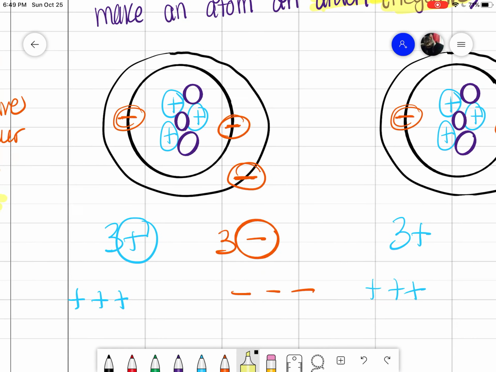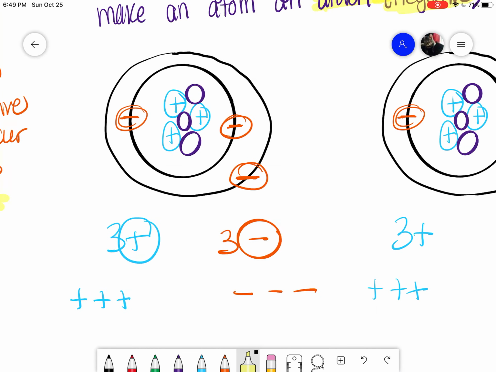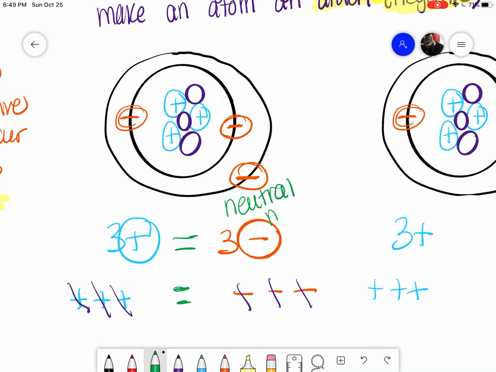And so from our last video, we saw that this atom has 3 positive protons and 3 negative electrons, and that means that they are equal. Our positive and our negative equal. And because they equal, which means they canceled out, we don't have more of one than the other. So for every positive proton, we have a negative electron. That means that this atom is neutral, or it has no charge.